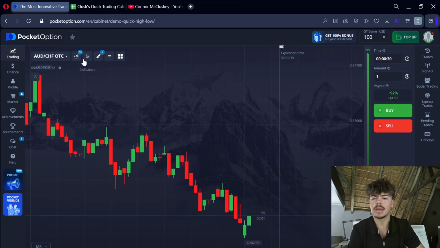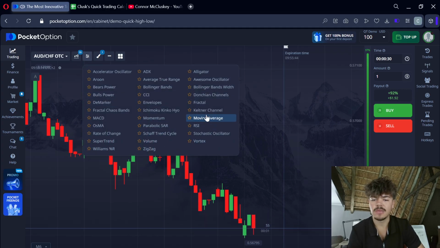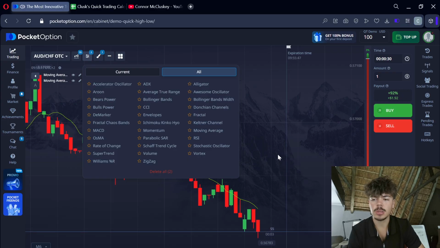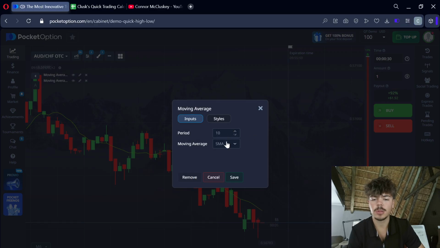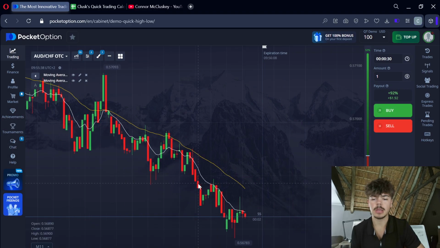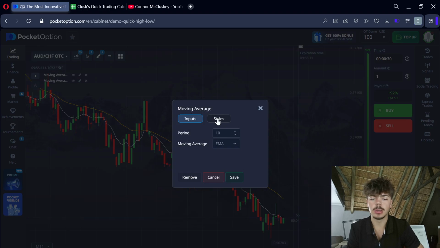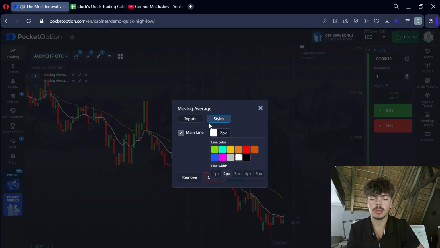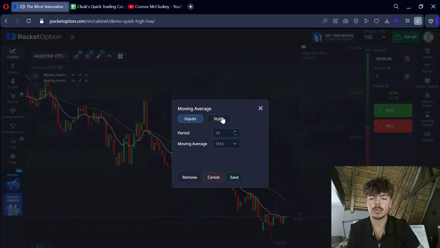Today we're going to be testing a moving average crossover strategy. How it's going to work is very simple. You're going to select two moving averages like this, right? Your first period is going to be the 10 EMA and you can set that to white. Your next period is going to be the 30 smooth moving average and that can be set to yellow, for example. Doesn't necessarily matter. And what you can also do is change this to 2 pixels so that you can see it a lot better on your chart. So let's do that as well.